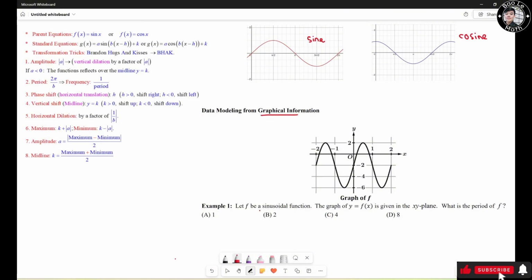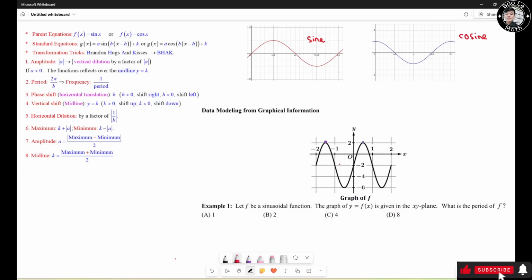Alright, so let f be a sinusoidal function. The graph of f is given in the xy plane. What is the period of this function? In order to find the period of the sinusoidal function, we need to find the distance between two maximums or two minimums, right? So we look at the maximum right here, the maximum right here.